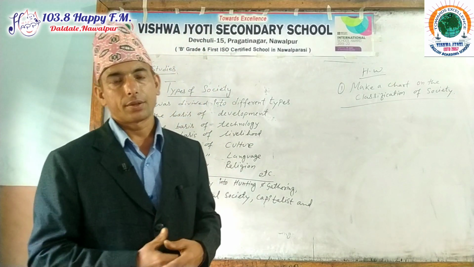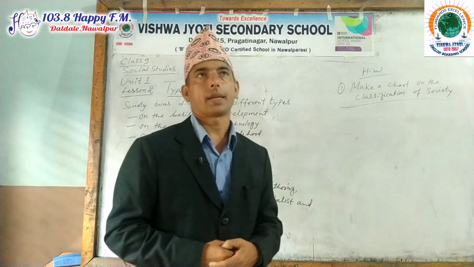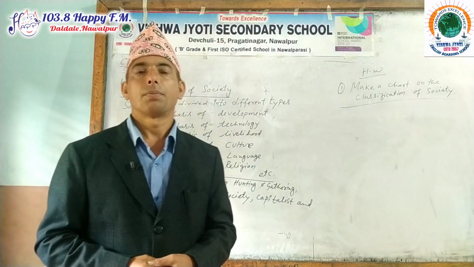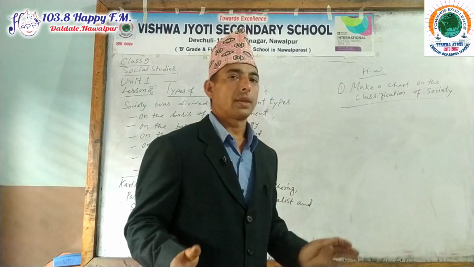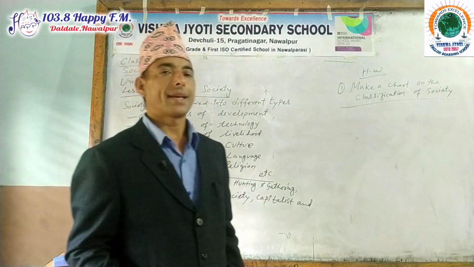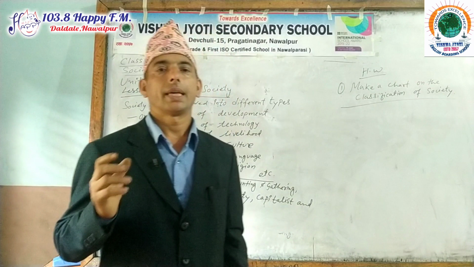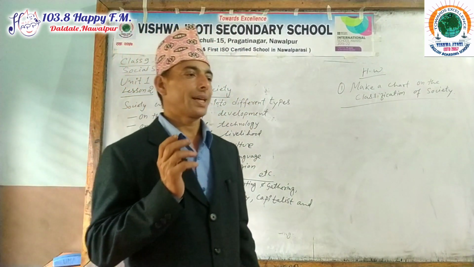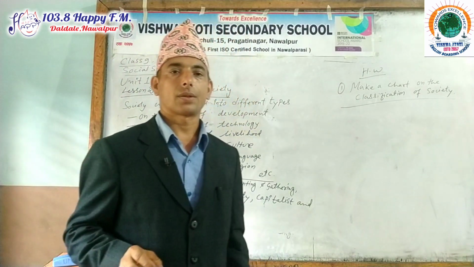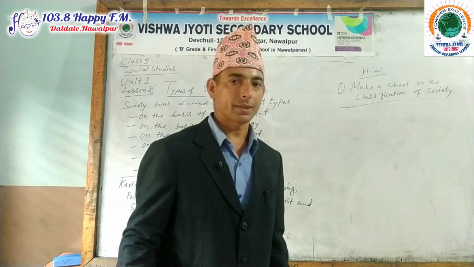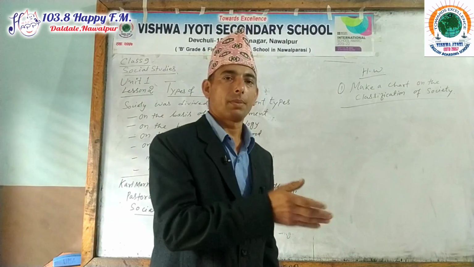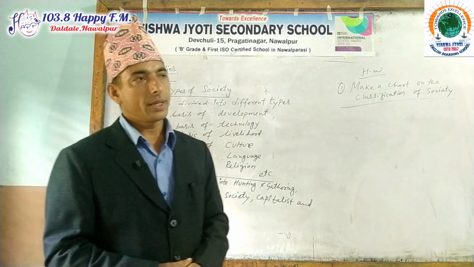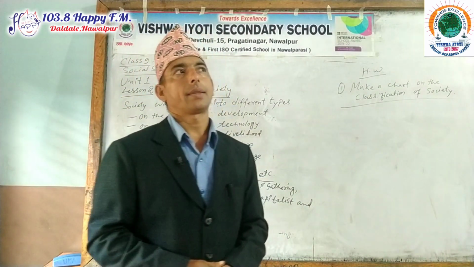Next point: after the hunting society, people slowly developed into pastoral society, or animal rearing society. In the pastoral society, people domesticated animals and birds from the forest and tamed them. They utilized their meat, eggs, milk, skin, etc., so that they could easily get these things. Therefore, they started taming animals from the wild and made them domesticated.